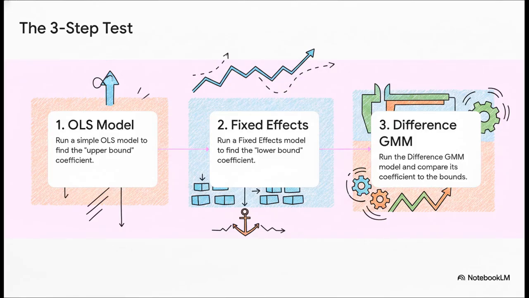It's just 3 steps. First, you run a basic OLS model. This is going to give you an estimate that's almost certainly too high. That's your ceiling. Second, you run a fixed effects model. This will give you an estimate that's probably too low. That's your floor. So now you've got a range where the true answer should lie. The last step, you run your difference GMM model and see where its answer falls.